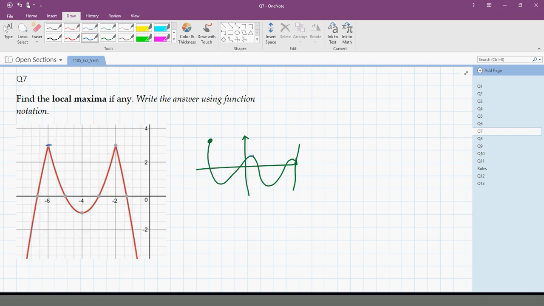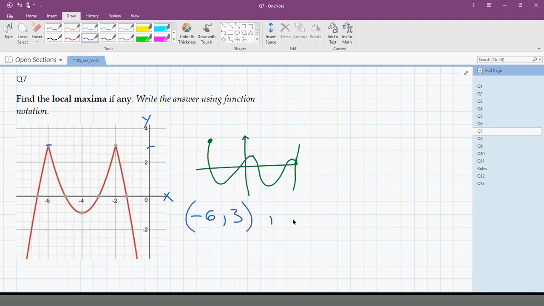The function notation. When they talk about the function notation, they just don't want the point. We're going to get the point anyways. It's negative 6 for x, right? Remember, this is x, and this is your y. So for x, it's going to be negative 6, comma, and this is all the way until 3. Just to get the point down so we can see it.